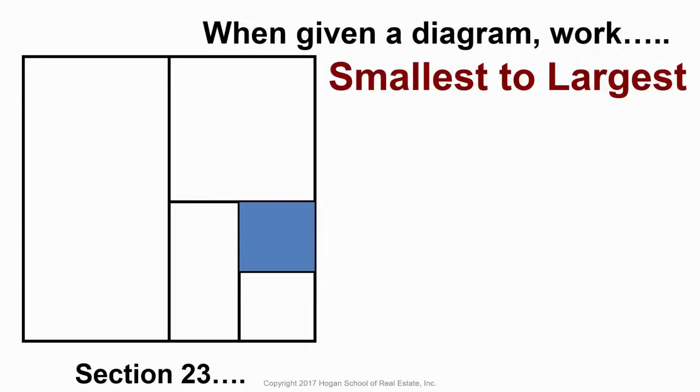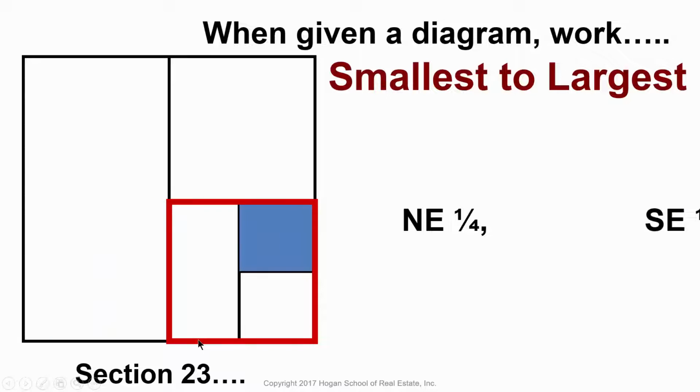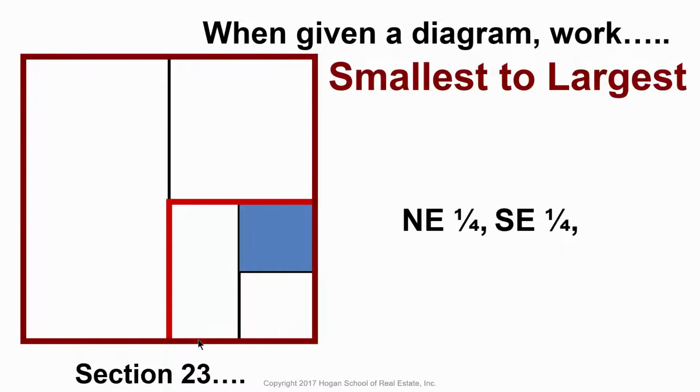So here we are in section 23 somewhere, and we want to describe that blue parcel. Well, that is, let's see, what do you figure here? Oh, that's the northeast quarter. Yep, sure is. Of what? Of this larger parcel here, which is the southeast quarter of this larger parcel, which is section 23. So that blue parcel then is the northeast quarter of the southeast quarter of section 23.